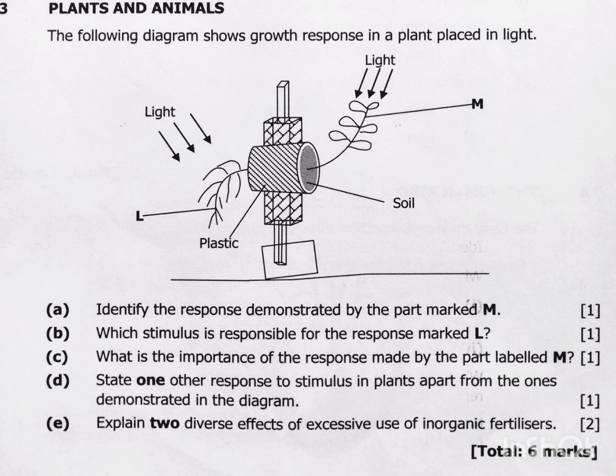So the other one is hydrotropism, which is the growth response to water, or you can say chemotropism, which is a growth response to chemicals. Any of these two can be marked. So the answer is hydrotropism, the growth response to water, or chemotropism, the growth response to chemicals.